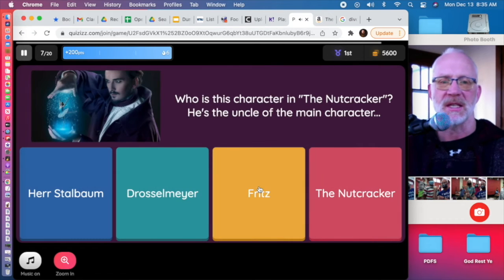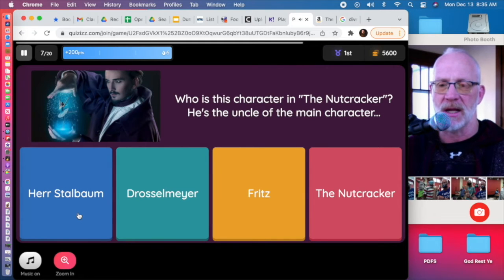Who is this character in The Nutcracker? He's the uncle of the main character. Clara's uncle is Herr Stelbaum, Drosselmeyer, Fritz, the Nutcracker. You remember the guy who made the Nutcrackers? Drosselmeyer.